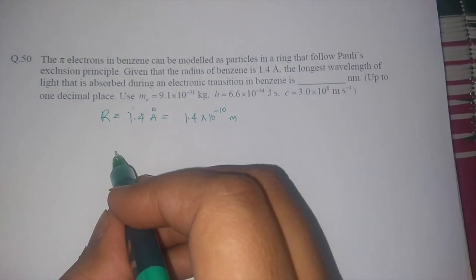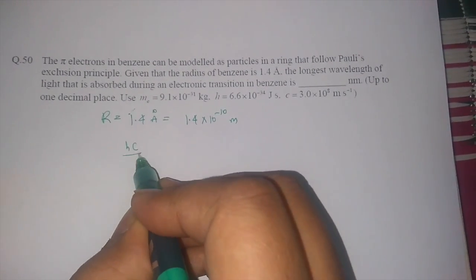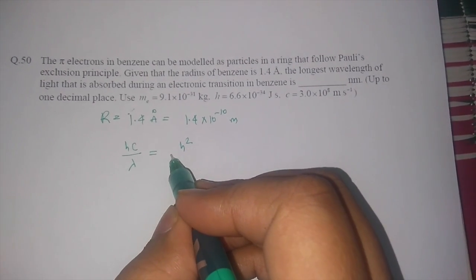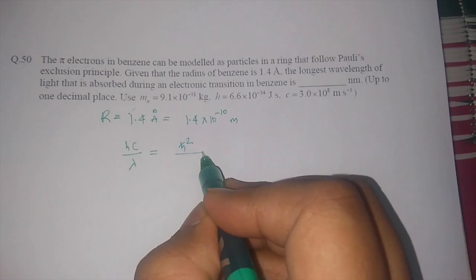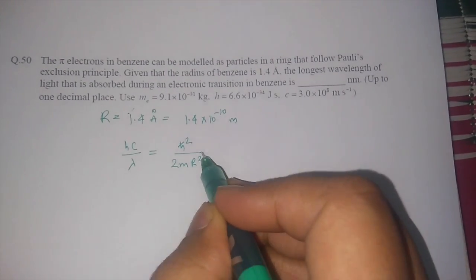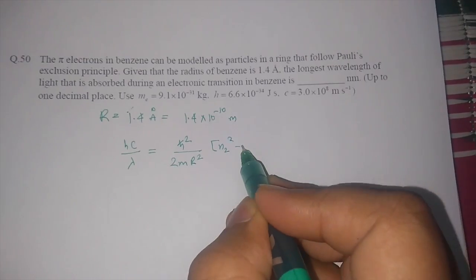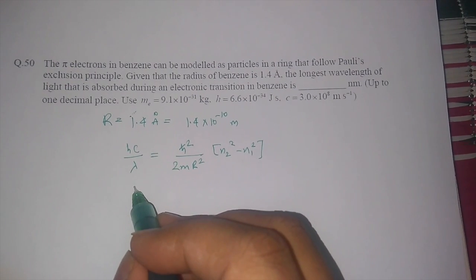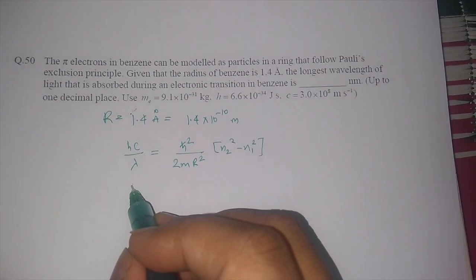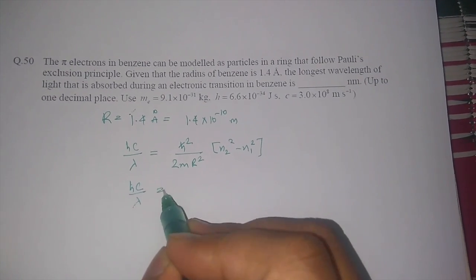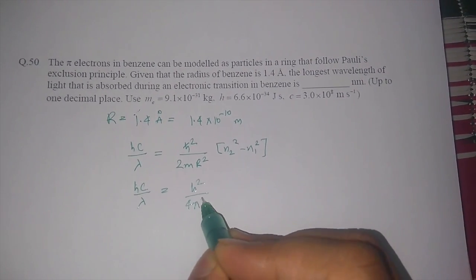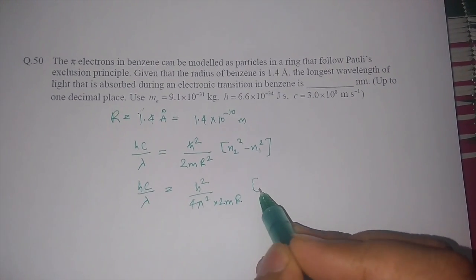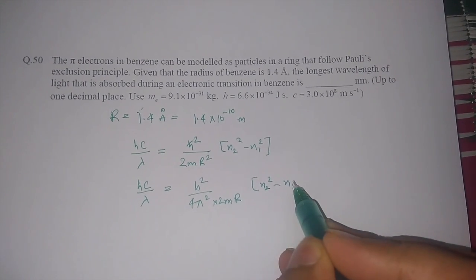Now for the longest wavelength, your equation is hc by lambda is equal to h cross square by 2mr square, multiplied by n2 square minus n1 square. So this is the equation to calculate lambda, that is the wavelength. Now h cross we all know is h over 2 pi, so it will be hc by lambda is equal to h square upon 4 pi square into 2mr square, and over here we will have n2 square minus n1 square.